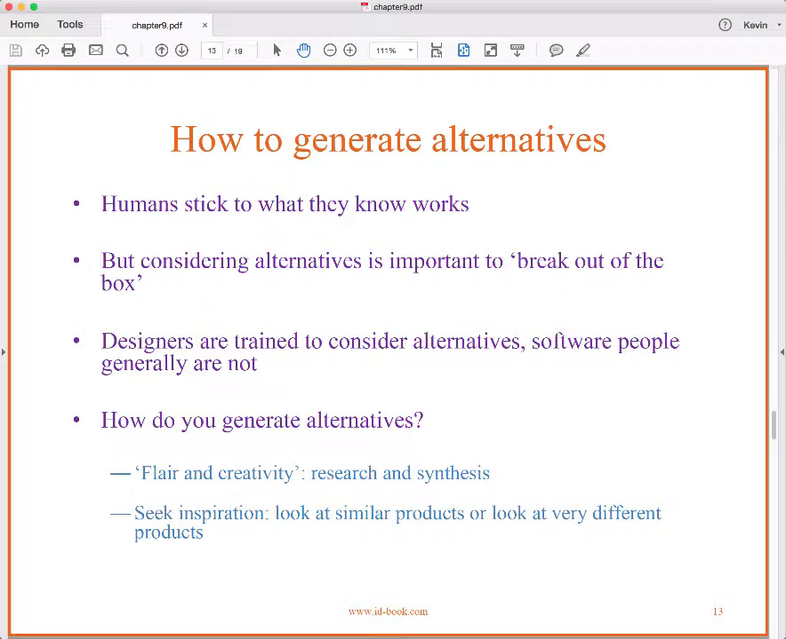So how do we generate alternatives? Flair and creativity, research and synthesis. Well, those are all great words. One of the things that we can do is that we can look at similar products, or we can look at very different products. So what we're really doing is we're trying to think creatively, right?